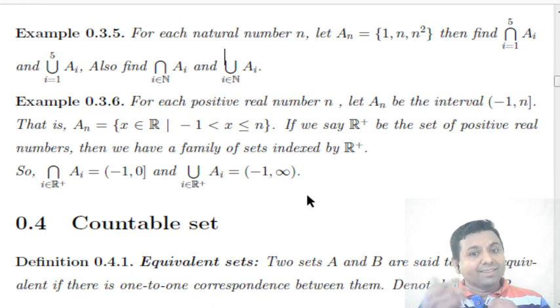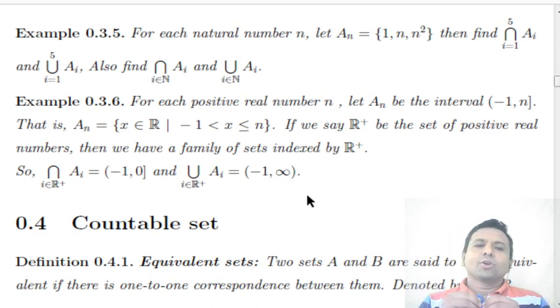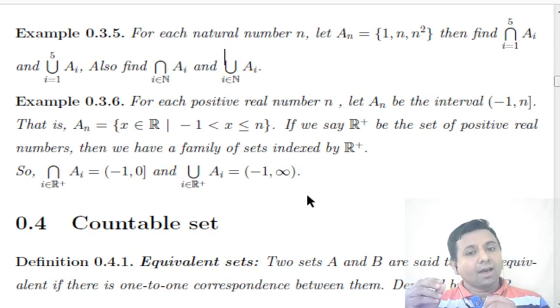What is R cube? Now again we generalize. R cube is the Cartesian product R cross R cross R. So what is R raised to n? This is the Cartesian product of R cross R cross up to R, n times.